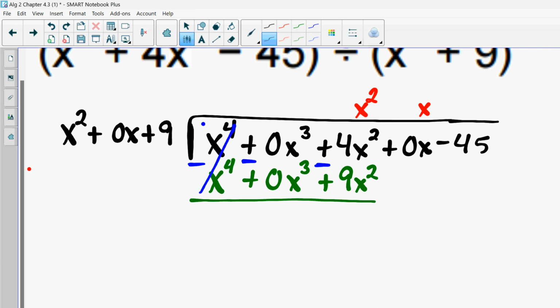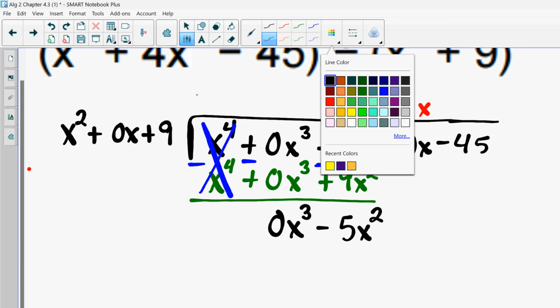X to the fourth minus x to the fourth is 0. Incidentally, 0x cubed minus 0x cubed is 0. I'm going to write this out. There's two ways we could do this. I'll show you both. We could say that this is 0x cubed. 4x squared minus 9x squared is negative 5x squared. And we could leave it as this here.